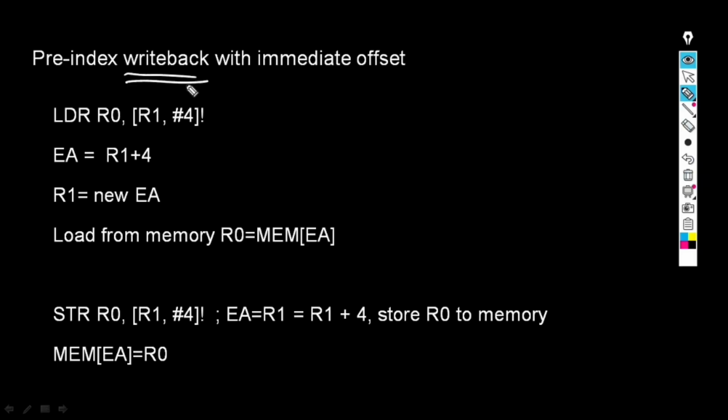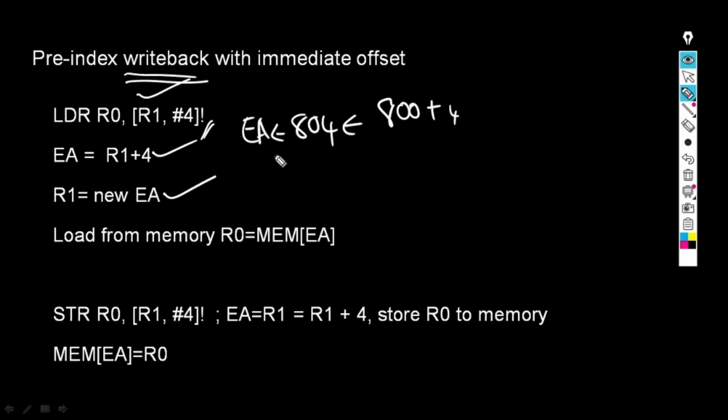Now let us discuss the case of pre-index with write back and immediate offset. When you see write back, there should be an exclamation mark added to the same instruction that we saw in the case of pre-index. Here the calculation of the effective address remains the same as we expect: this value is added with this value. But what happens specifically in write back is that R1 is updated with the same value that we consider as the new effective address. That is, if R1 is 800, plus 4 would be 804. If that is your effective address, the same value is updated in register R1.